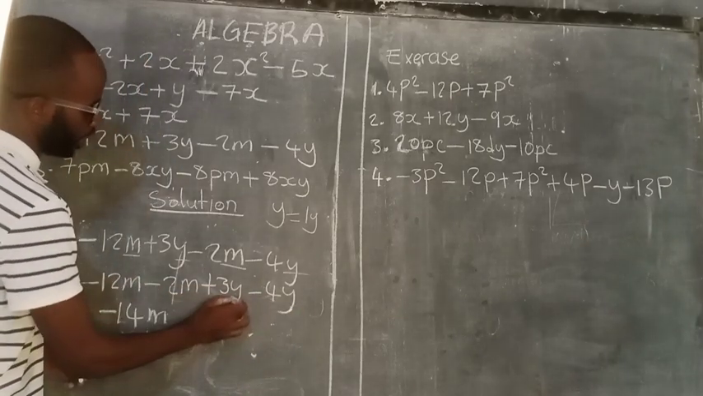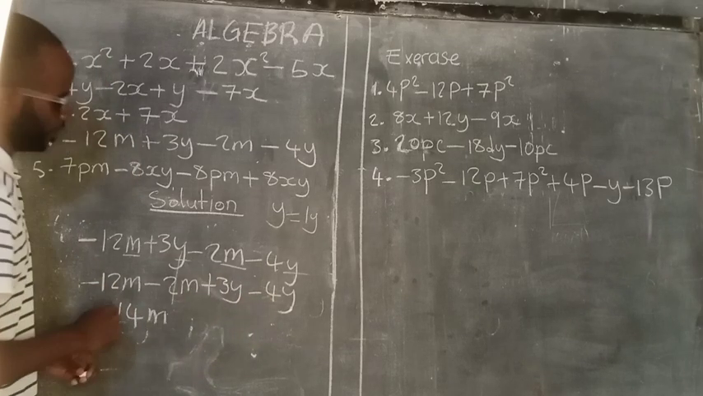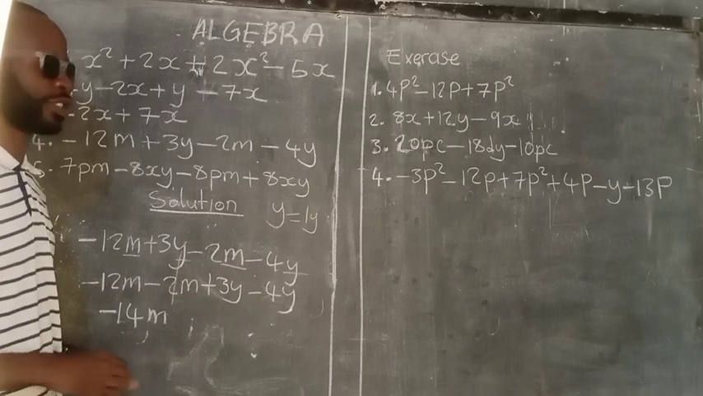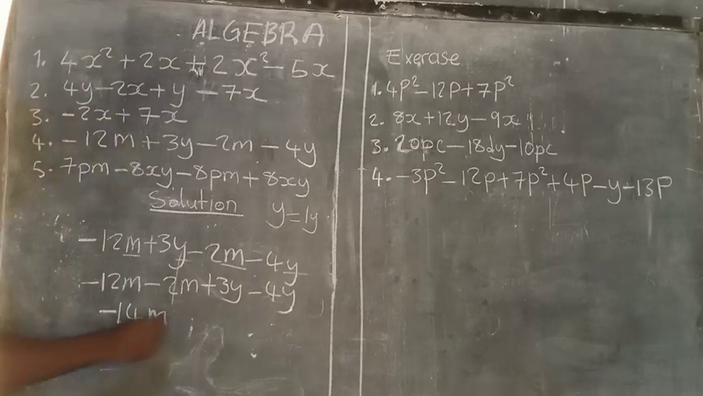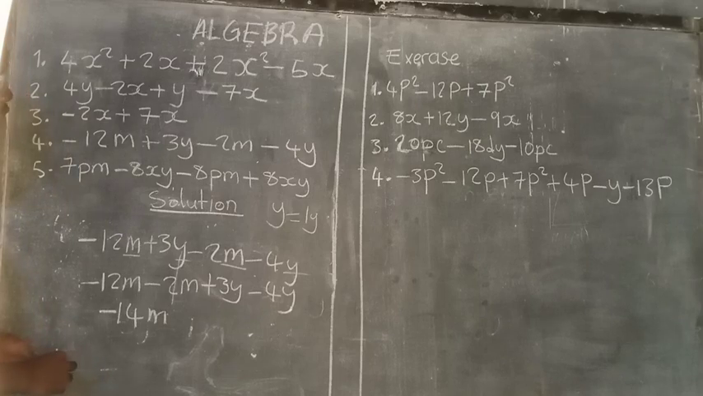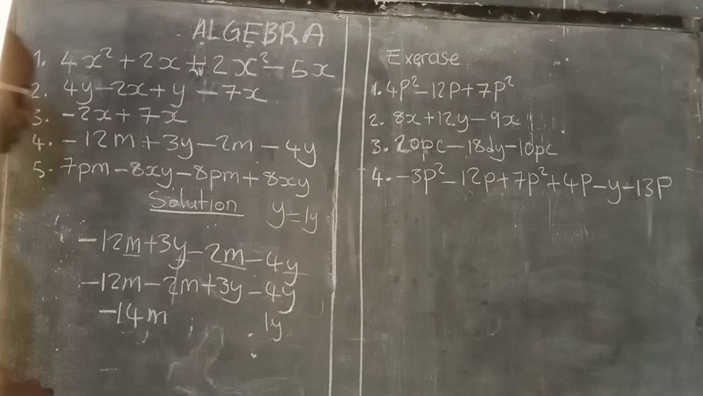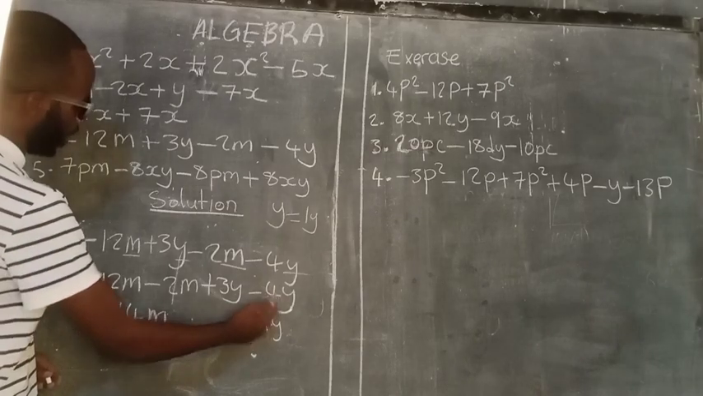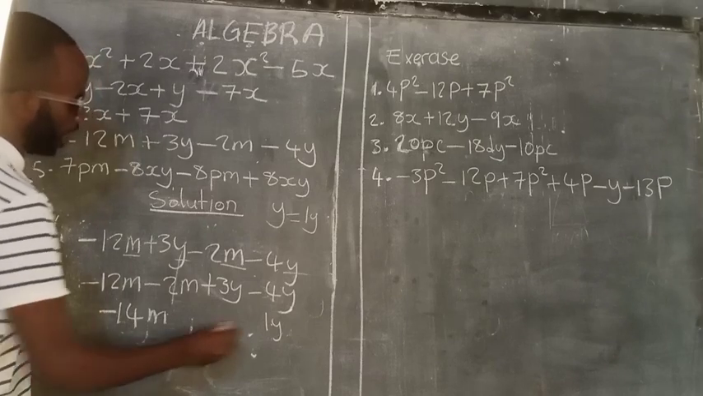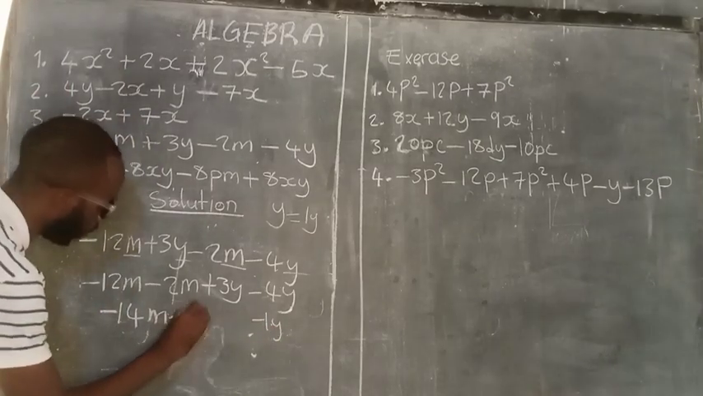Lastly, we have positive 3y minus 4y. These are like terms, but 3 has a positive, 4 has a negative. The signs are different. Difference means subtraction. Now, 4 minus 3, we get 1. So the answer should be 1y. But 4 is bigger than 3. So we get the sign from 4. Our answer will be negative 1y.